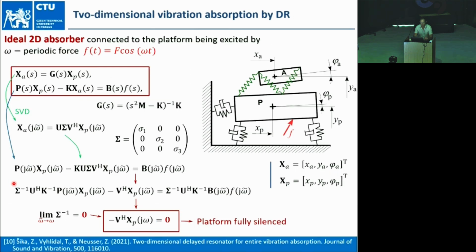Okay, and we show that, of course we are working with MIMO systems, so we need to look at the singular values, and if they are boosted to infinity through turning the physical absorber to the ideal absorber, we really can get the ideal vibration suppression, which is shown on this slide.